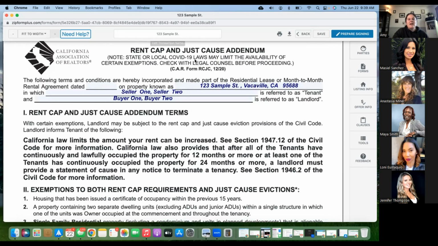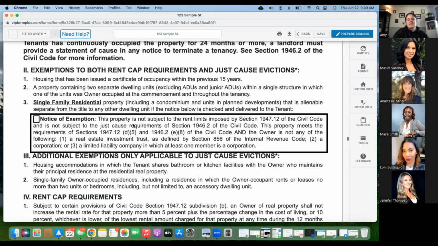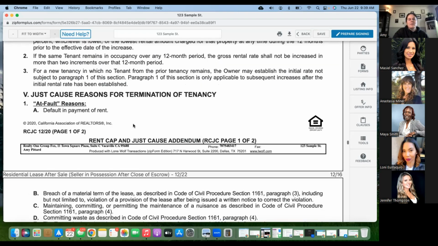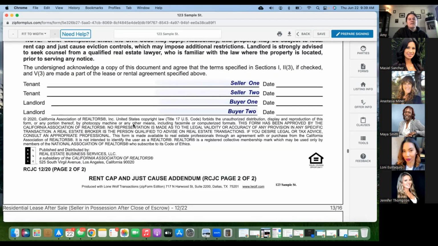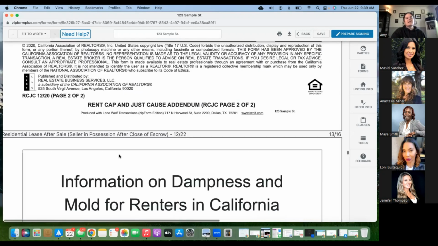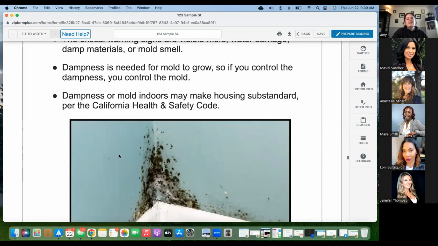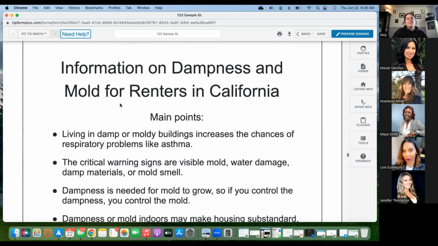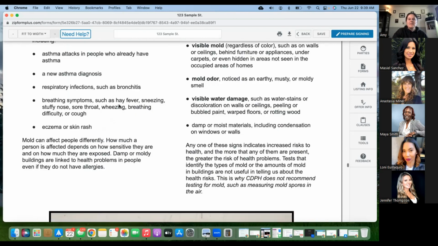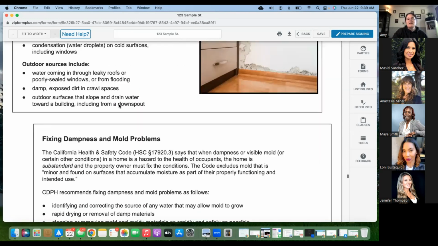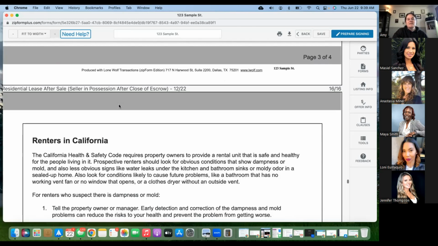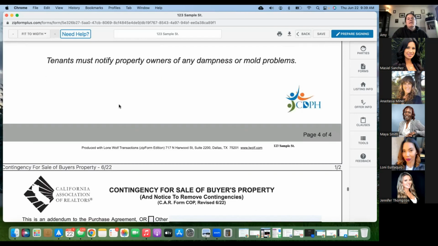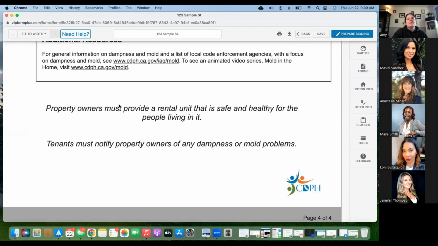Then you've got the rent cap and just cause addendum here that gets completed as well as part of the RLAS. Please don't exclude these forms because it says that they are included. It also includes this information on dampness and mold for renters in California. So that's the pamphlet that they talked about, is included automatically as part of this agreement. Okay, any questions about those additional forms that are included?